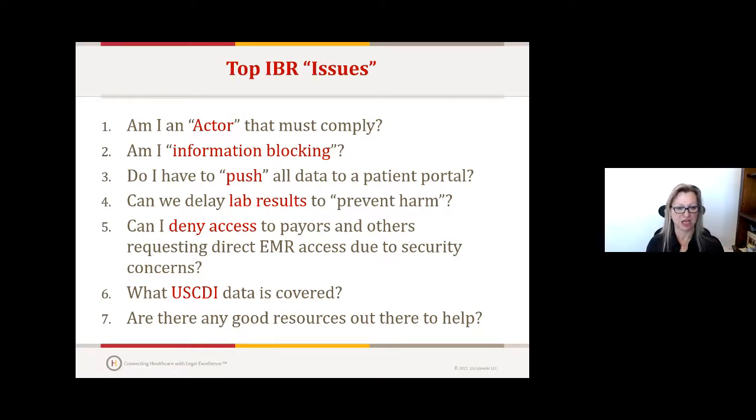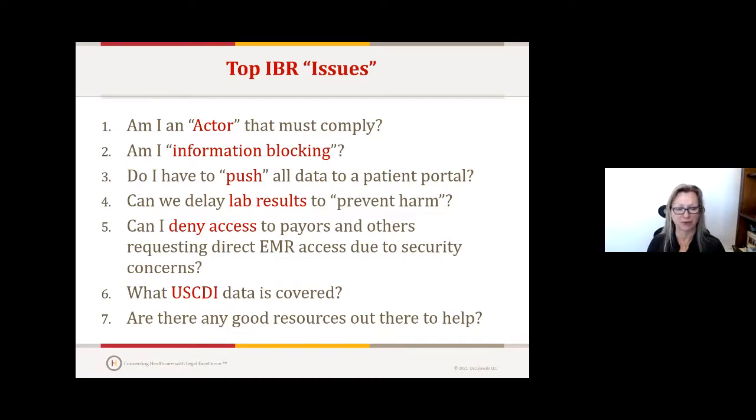Number 3 issue in IBR is, do I have to push all that data to a patient portal? There was a big period of time, at least a month to almost 2 months, where people were really trying to figure out whether they had to push all this data into their patient portal, until finally ONC published a number of FAQs and guidance on that, which to some extent clarified it, and to other extent still left some interpretation and confusion. So I'll review that. Number 4, can we delay lab results in order to prevent harm or for other reasons?